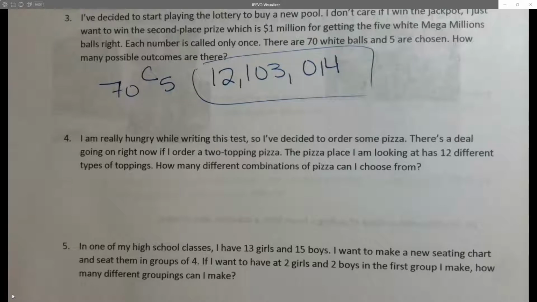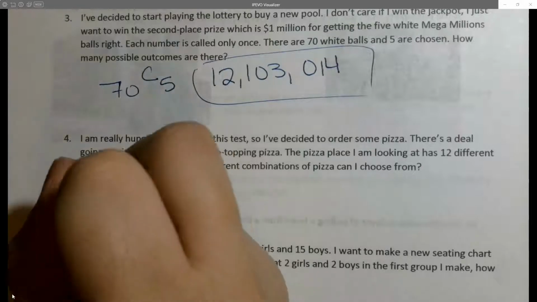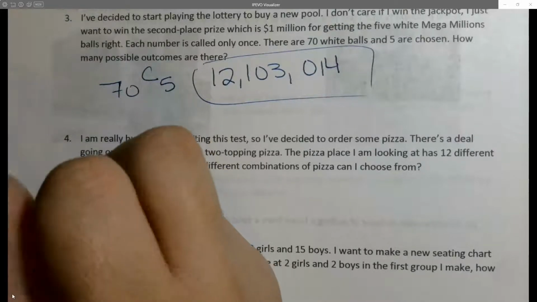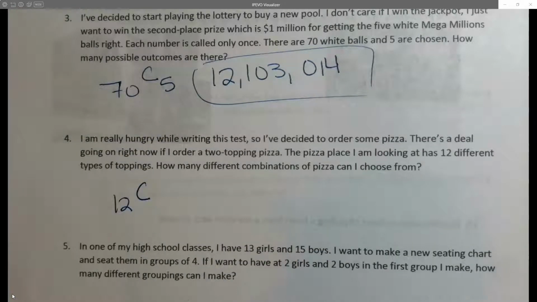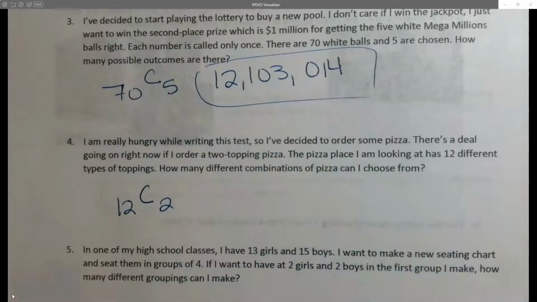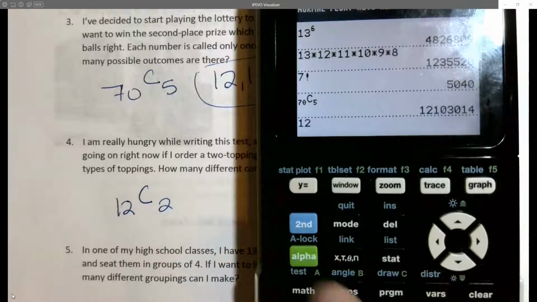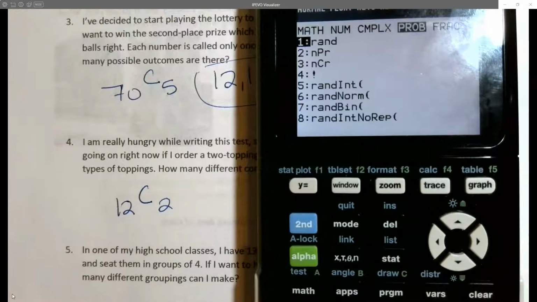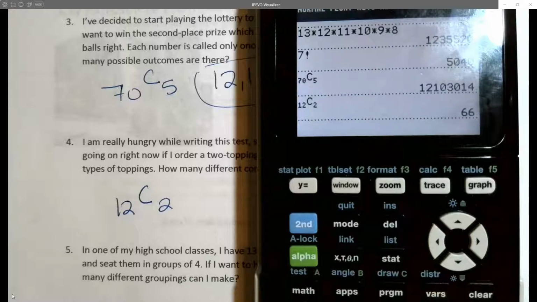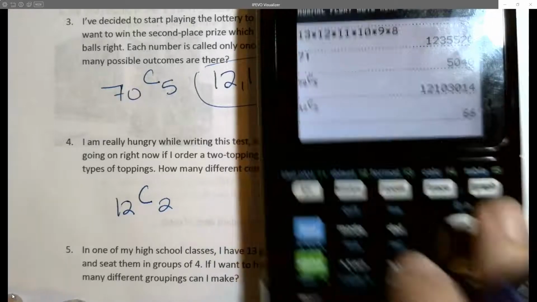Okay. Number 4 says, I've gotten really hungry writing the test, so I've decided to order some pizza. There is a deal going on right now that if I order a 2-topping pizza. The pizza place I'm looking at has 12 different types of toppings. How many different combinations of pizza can I choose from? So this one, again, the order I pick my toppings in doesn't matter, but it does matter that I pick 2. So I have 12 choose 2 for a combination. I'll just do this on this calculator since it's the same process as the last problem. So I go 12, and then I choose nCr, and then I type in 2 to get a total of 66 choices.